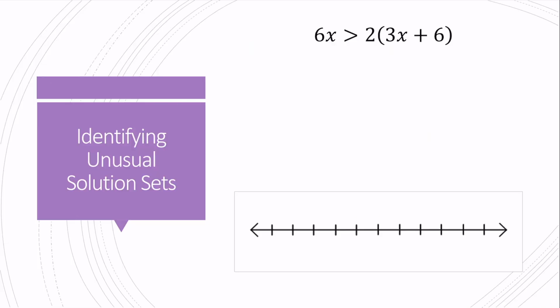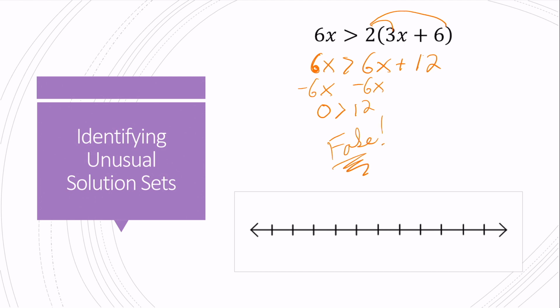So let's solve a couple of problems. I have 6x is greater than 2 times 3x plus 6. So we're going to distribute first on that right-hand side. 6x is greater than 6x plus 12, because we have to distribute. I subtract 6x from both sides. I get 0 is greater than 12. This is false. 0 is not greater than 12. So there's going to be no solutions.